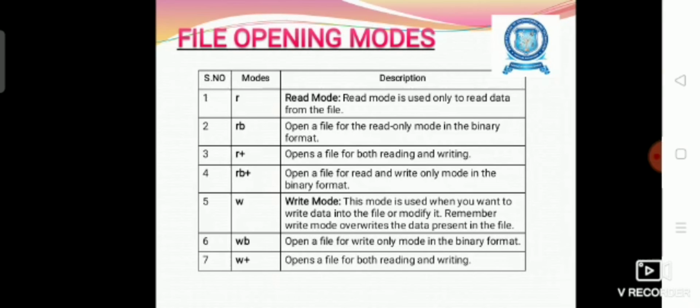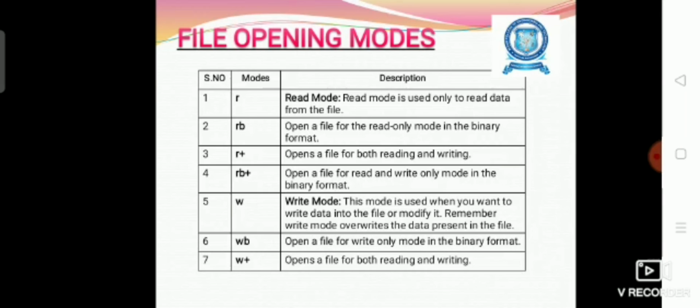That is called read mode. Next mode is RB. RB means read mode in binary format, so that we can read the file, but the file will be retrieved in binary format, that is read only in binary format. R plus means opens a file for both reading and writing. We can do both operations, we can read and write.